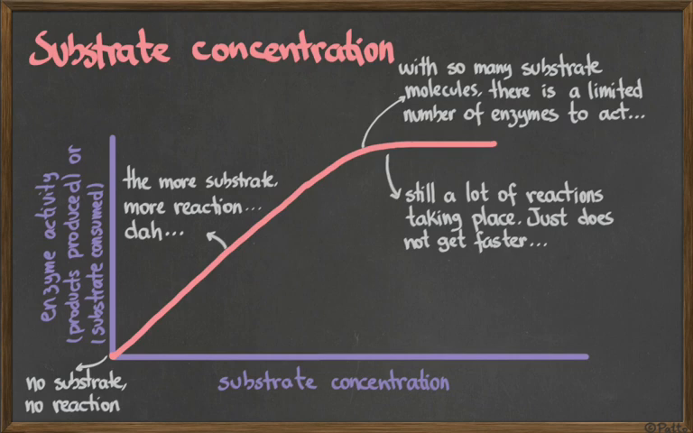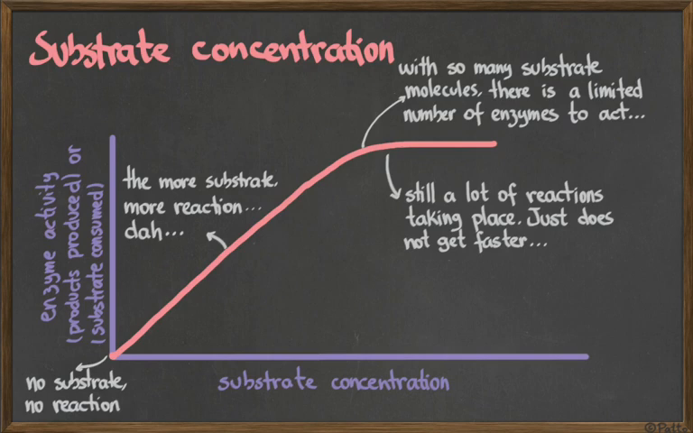So all the enzymes get occupied, all the active sites get occupied. And then they act at their maximum capacity. They are doing all they can, but they cannot go beyond that because they are all working at their maximum. All the active sites are occupied all the time and you reach a plateau. There are still a lot of reactions taking place, but it doesn't go faster. It reaches a plateau. This is the effect of substrate concentration on enzyme activity. So much substrate, you don't have enough enzymes to act upon the substrates that you have.